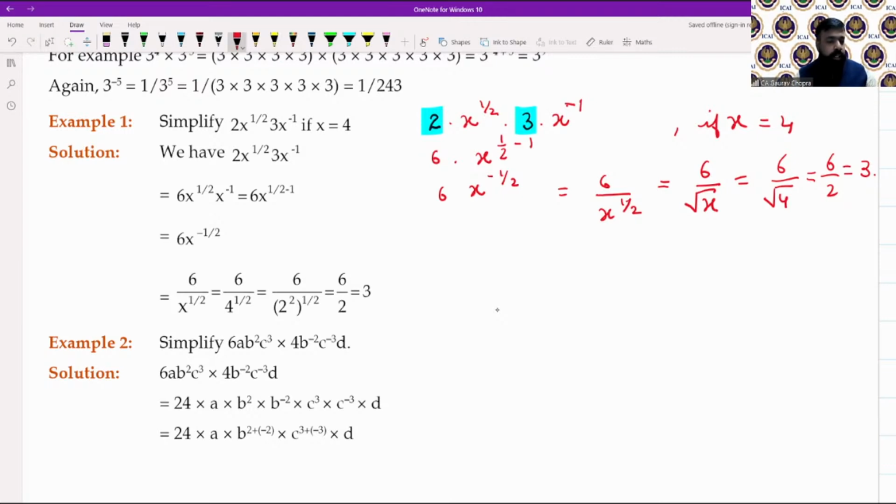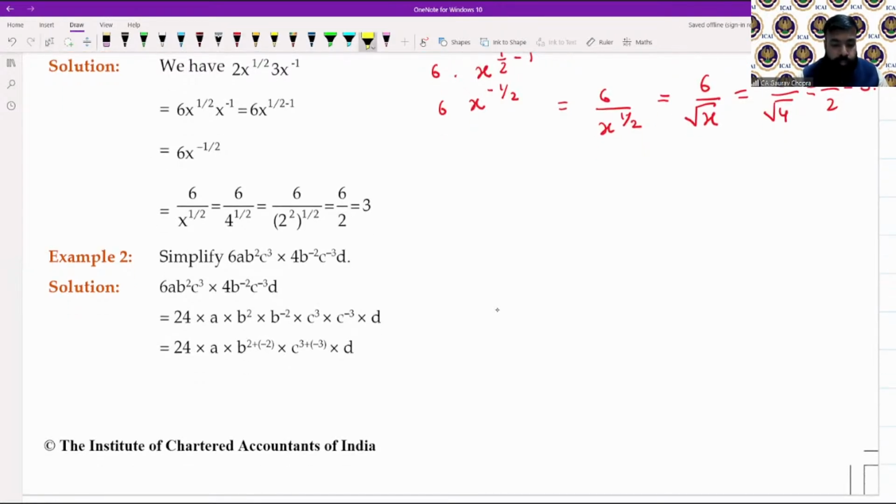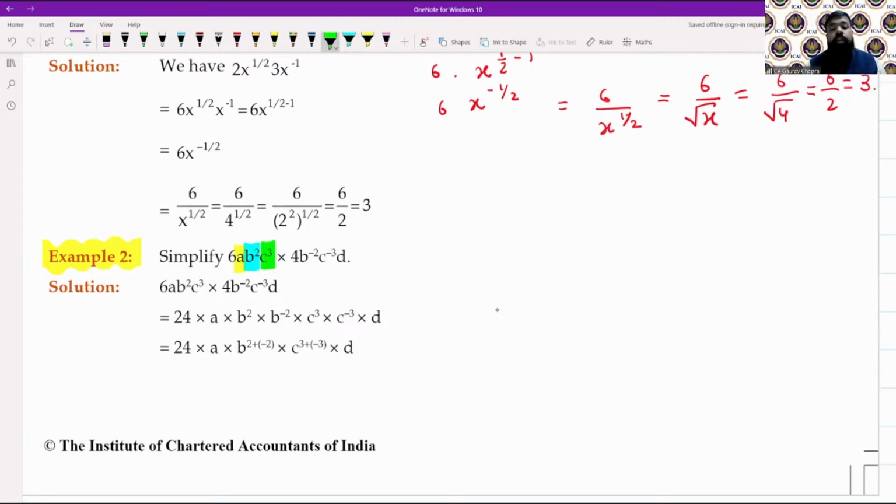So everybody says understood, clear, great. Now, example number 2. It says we have to simplify this. Now, what is there in the question? If you see A, then second is B square, third is C square, C cube. Similarly, next we are given B to the power of -2, then C to the power of -3, and then we are having D. So we have to multiply them.